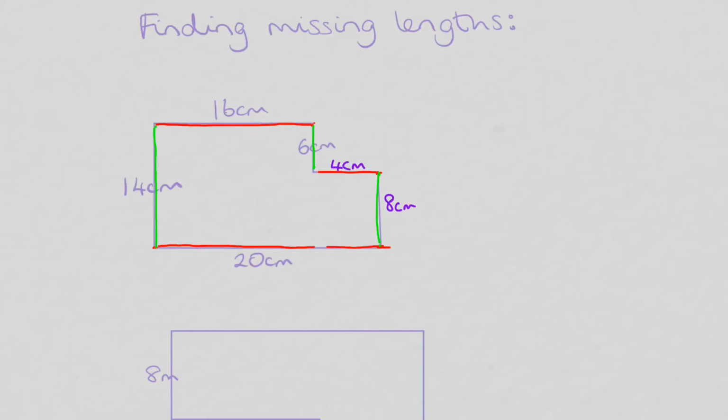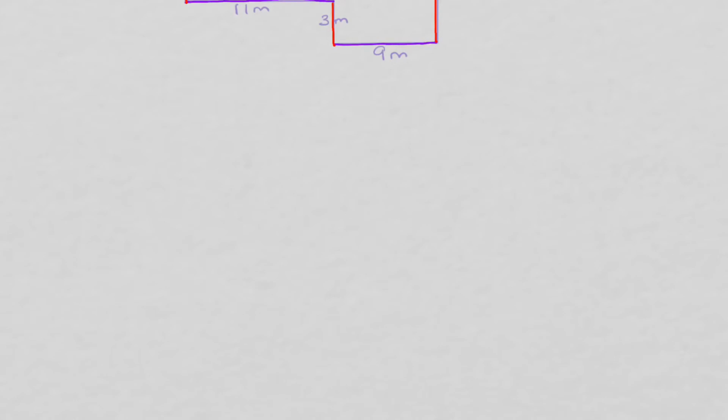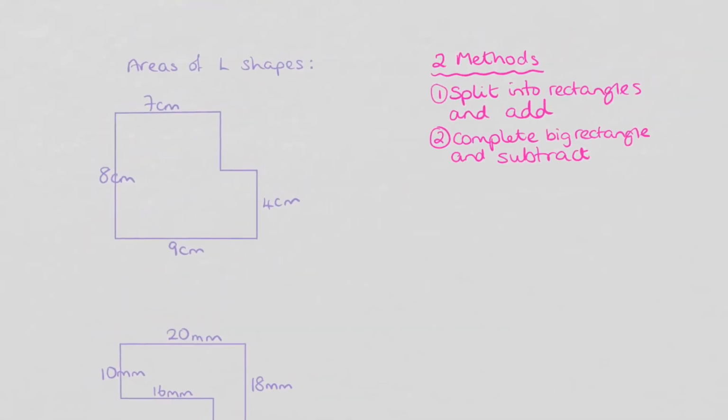I just wanted to recap finding missing lengths, and we're going to do that here as well. So first of all, to find this length all the way across here, that must mean that it's the same as that, add that. So 11 add 9 is 20. Remember, the units have to be correct. And then when we're looking at down the way, 8 and 3 make this one here. So that must mean that's 11 metres. Okay, so finding missing lengths is going to be important when we're going on to finding the area of L shapes.